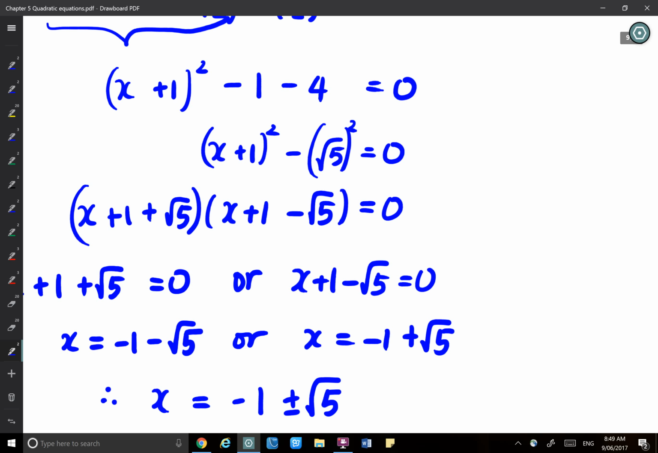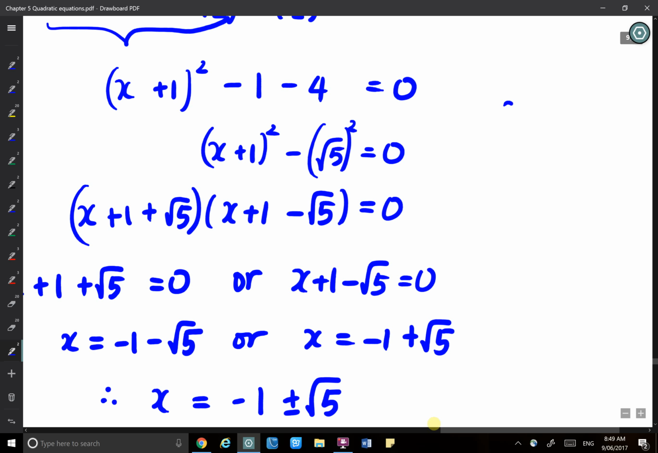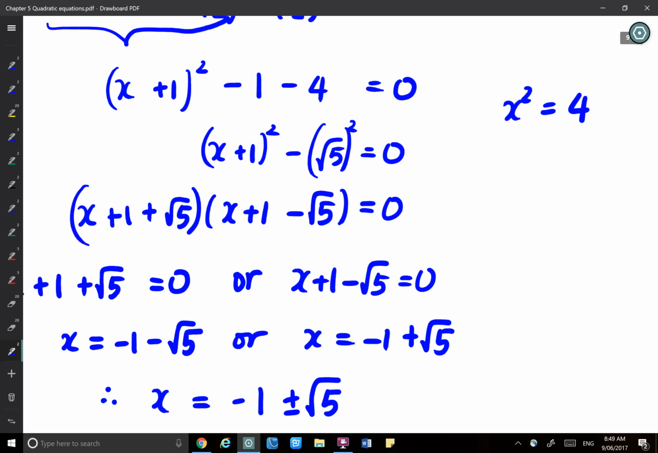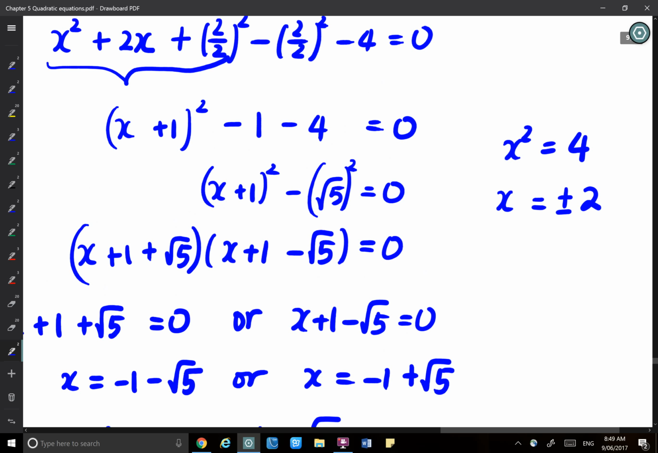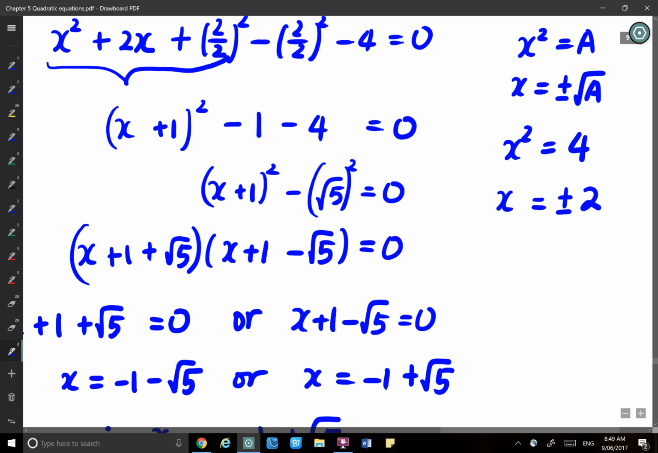Every time I meet this type of question, I ask them to answer, and half of them answer it wrong. So it's a really small point. If my x squared is 4, what can my x be? Yeah, 2 or negative 2, right? It's plus minus 2. So anything, say x squared equals capital A, then my x will be plus minus square root A.